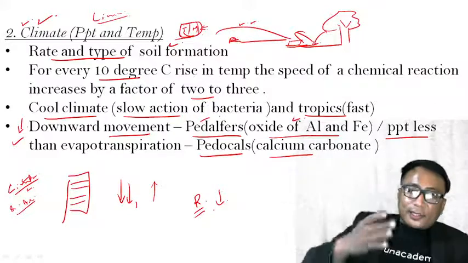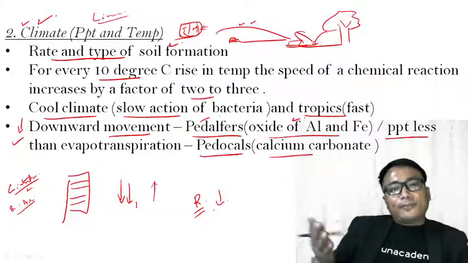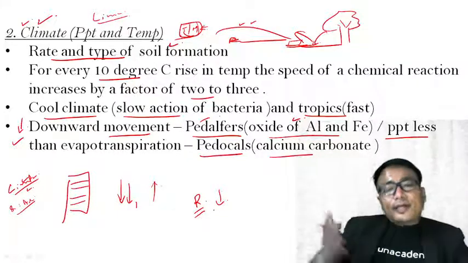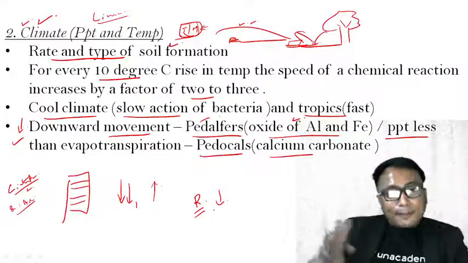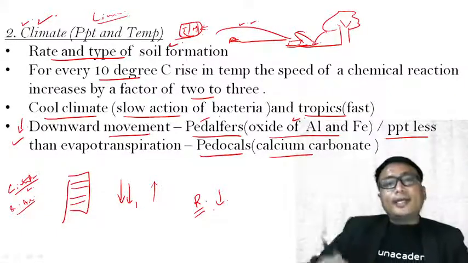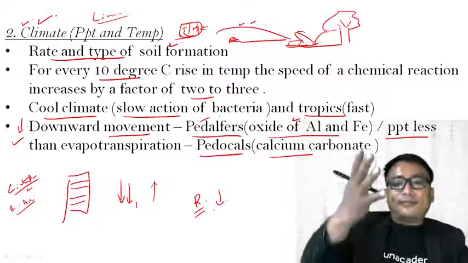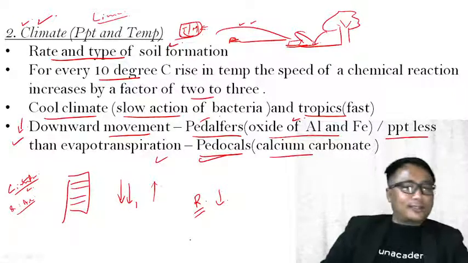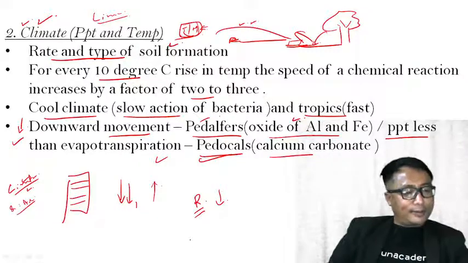When the rainfall is less, because of capillary action from beneath the soil surface, the material comes up by the process of capillary action to the surface, in the process taking up the salt from below to the surface. Such type of a soil is known as Pedocal. They are calcium carbonate rich soil.